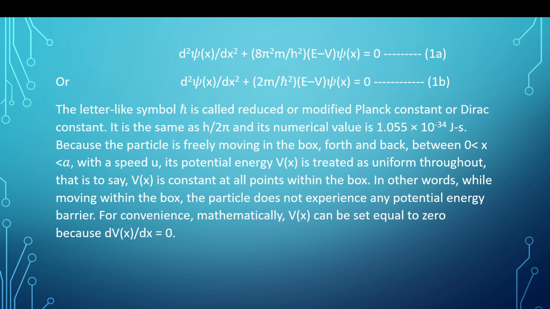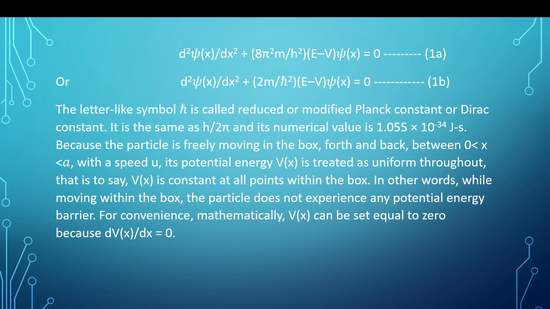In another form, this can be written using h upon 2 pi, replacing by h cross. The letter-like symbol h cross is called reduced or modified Planck constant, also called Dirac constant. It is the same as h upon 2 pi, and its numerical value is 1.055 into 10 to the power minus 34 joule second.